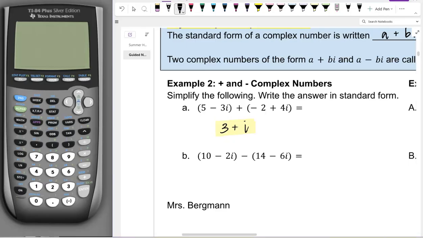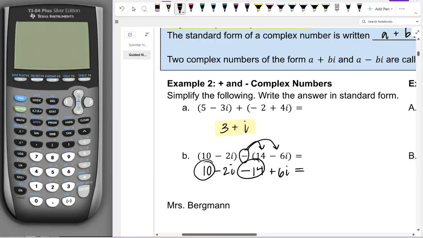For problem B, it's a little trickier because it's a minus sign in between the two complex numbers. So what you need to do is remember that the subtraction sign distributes. If you want to rewrite this first, you could drop the parentheses, 10 minus 2i, and then make this minus 14 plus 6i. And now it's similar to problem A, where you just combine the real number part: 10 and negative 14 combine to make negative 4. And then negative 2i and positive 6i combine to make positive 4i.